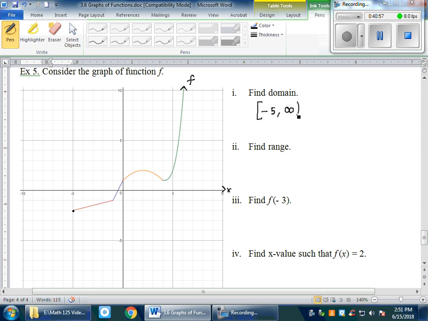And then my range: now I'm talking about the y value. Notice that we don't have any graph below when y is -2 right here. So the smallest y value from the graph that we're going to get is -2, and then since the graph continues extending to the top, it'll be going to positive infinity. So it'll be -2 to positive infinity.